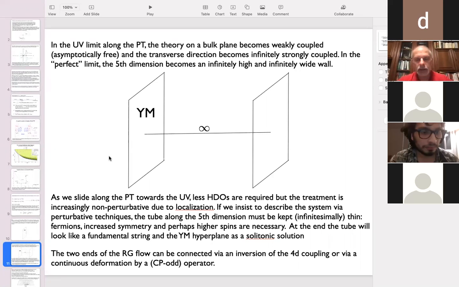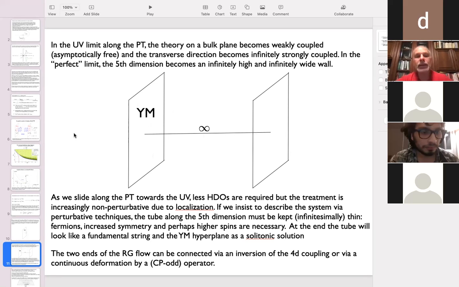In the other limit, when gamma goes to 0, the extra dimension becomes infinite, and the coupling along the brane becomes 0. Also, the coupling along the extra dimension goes in the opposite direction as the coupling of the brane. So it means that when the coupling along the brane goes to zero, when this is a weakly coupled theory, then the coupling along the extra dimension is strongly coupled.